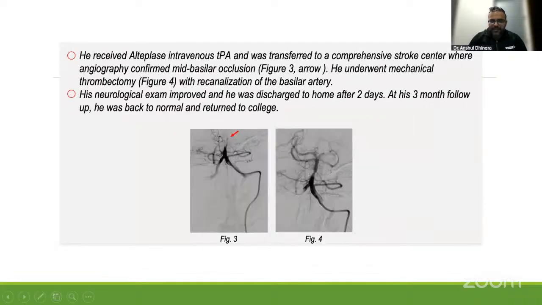So he received alteplase, IV tPA, and was transferred to the comprehensive stroke center where angiography confirmed mid-basilar occlusion and he underwent mechanical thrombectomy with recanalization of the basilar artery. His neurological examination improved and he was discharged home after 2 days. At his 3-month follow-up, he was back to normal and returned to college.